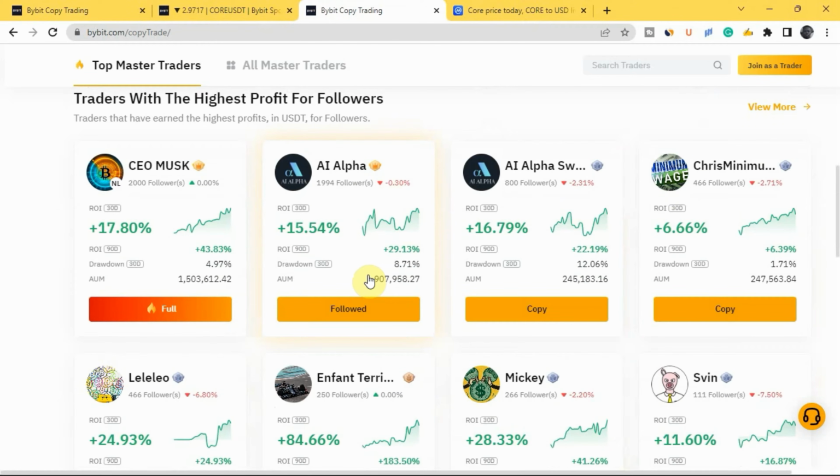So let's say, for example, we want to follow one of the traders under these traders with highest profit for followers. Then you can check out whoever you want to follow right here. For this first person right here, this person is full, so you can't follow this person again. This person has the highest number of followers already. For this one, I'm already following this person. You can see followed right here.